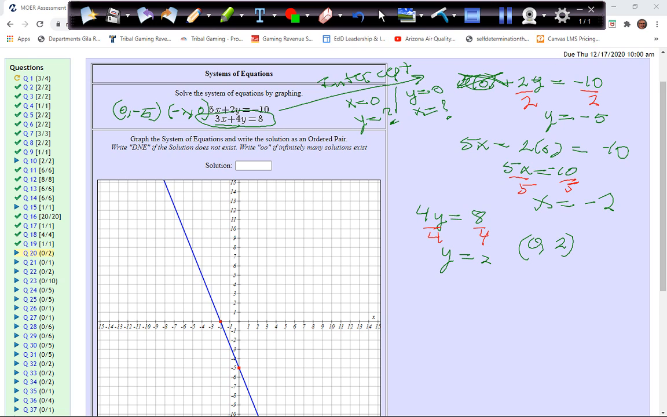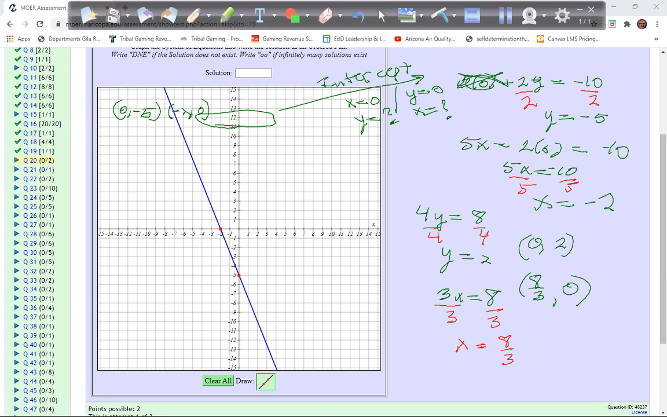So then I just get 3x equals 8. And I don't get as nice of a point, but that sometimes happens. Divide by 3, divide by 3, so that I get x equals 8/3. And that's when y was equal to 0, so it's going to be (8/3, 0). Okay, now let's see if I can do this.